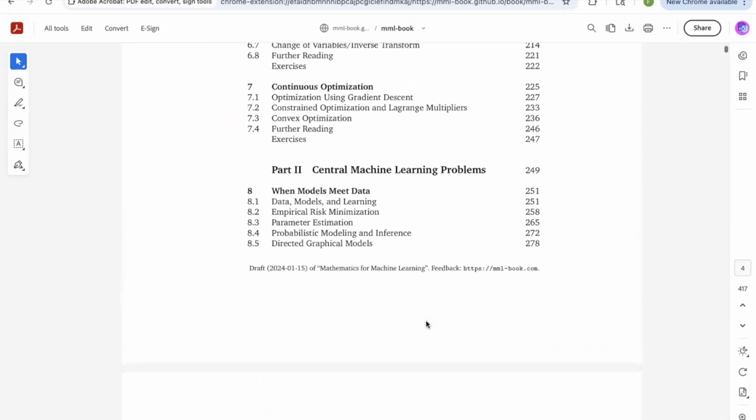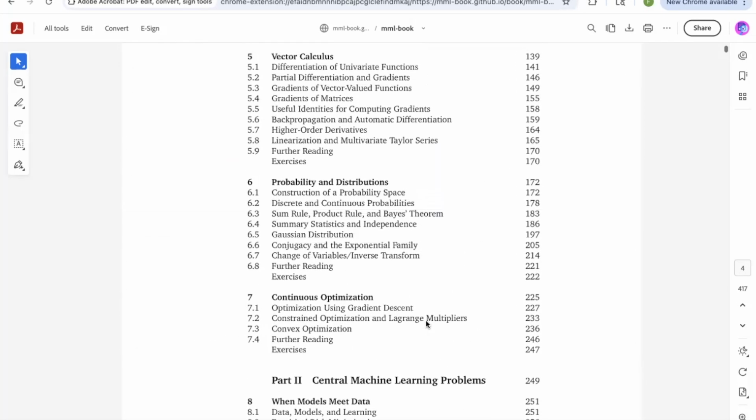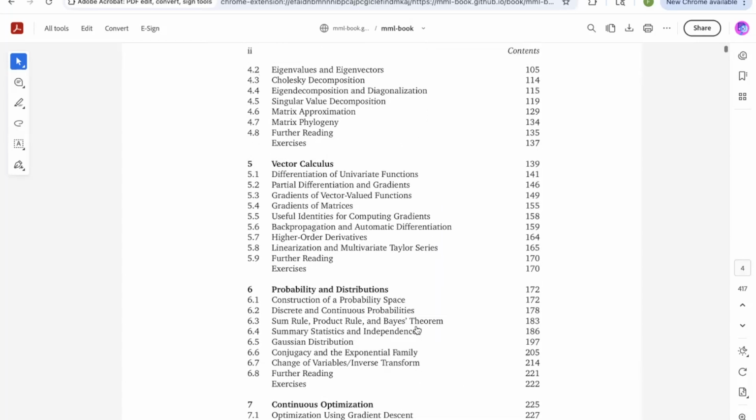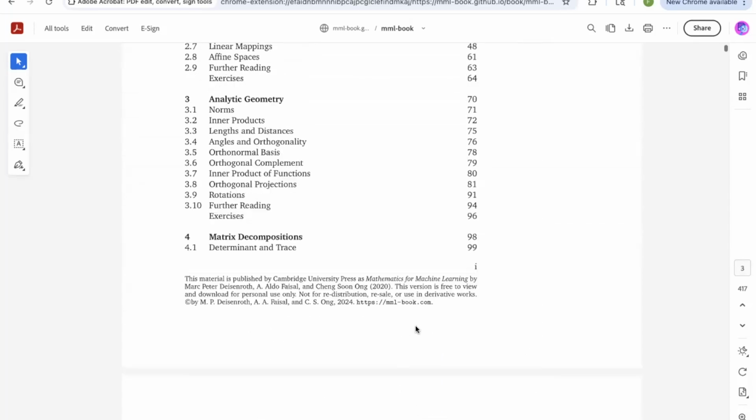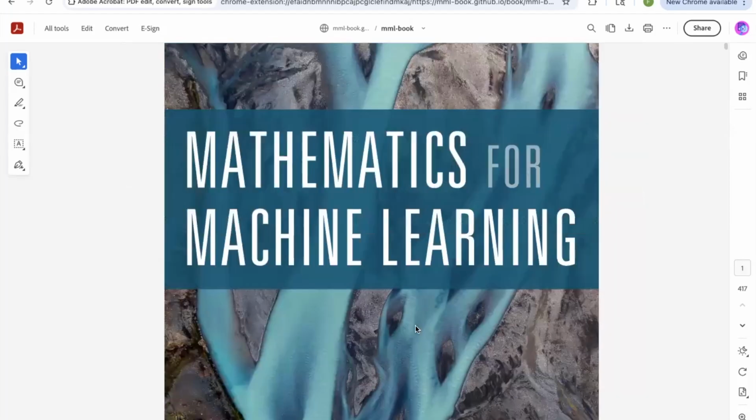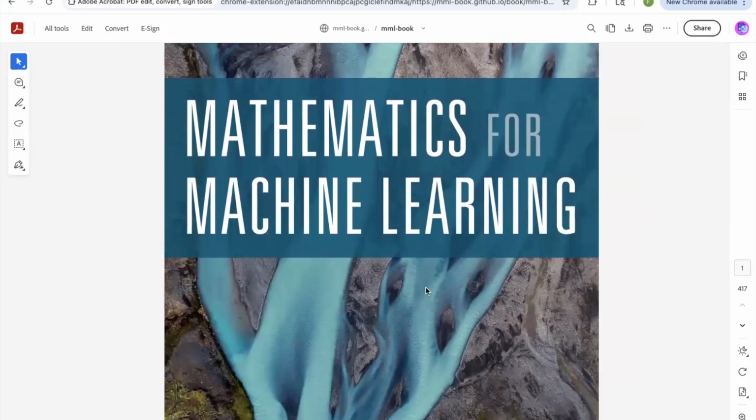Therefore, my suggestion is to definitely take a look at the first 6 to 7 chapters of this very great textbook called Mathematics for Machine Learning.